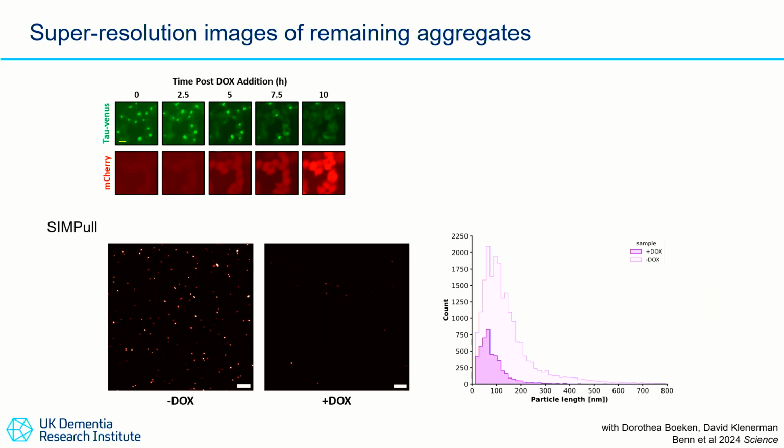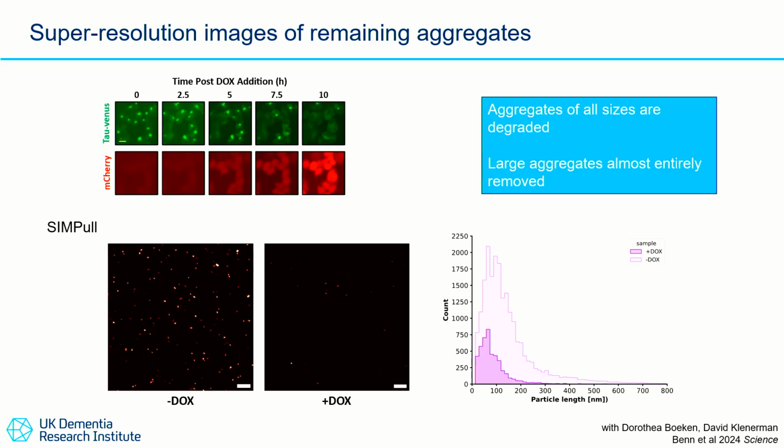We worked with David Klenerman to do some single-particle super-resolution imaging, and found that when we have expression of these degraders, we saw degradation across a range of sizes, but particularly the longer ones were degraded. So what we have, therefore, is a very unusual type of degrader, where the larger the target is, the better the degradation.